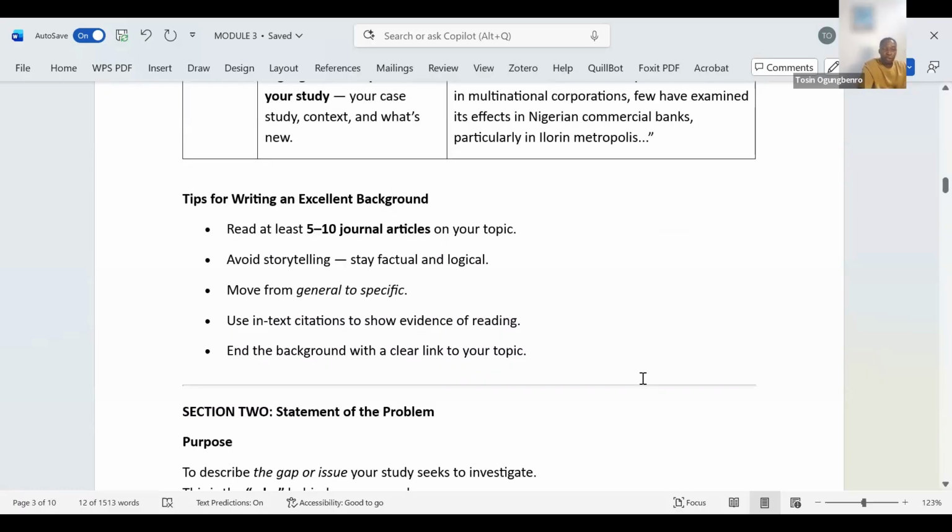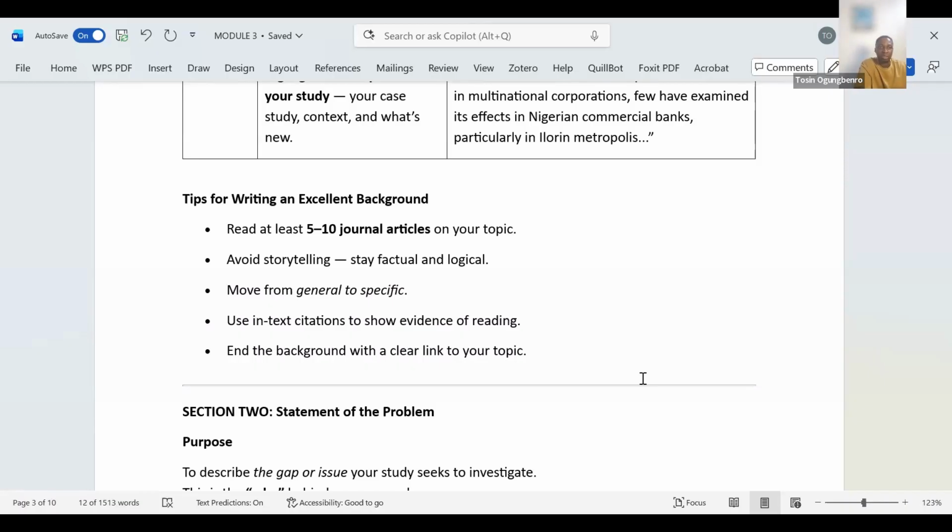So avoid storytelling, stay factual. I was saying yesterday that research writing and essay writing are not the same. In research writing, it's not storytelling. You are not writing a blog. It's not a social media post. It's not fictional writing. Everything you are writing must be evidence based. You are not writing your imagination. You are not writing your ideals. You are not writing what you think should happen. That's not what you are writing. You are writing what is really happening.